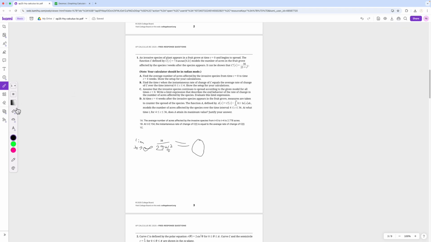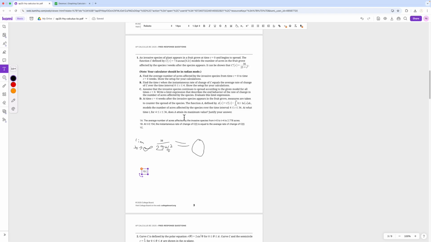Now we have part 1d. At time t equals 4 weeks after the invasive species appears in the fruit grove, measures are taken to counter the spread of the species, and the function A of t models the number of acres affected by the species over the time interval. For what time does A attain its maximum value? So how do we do this?